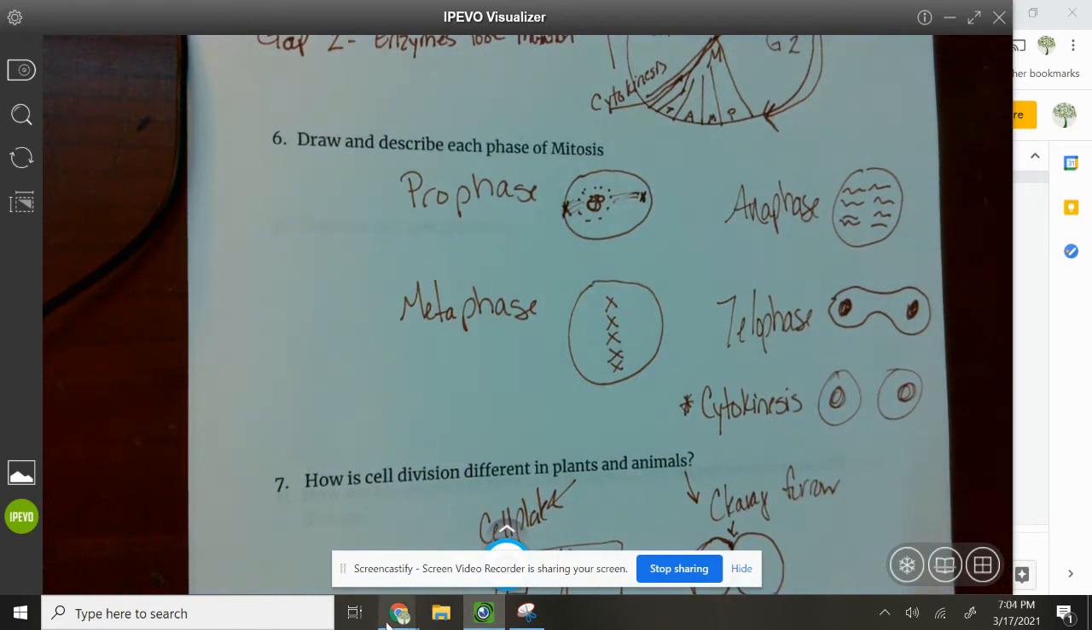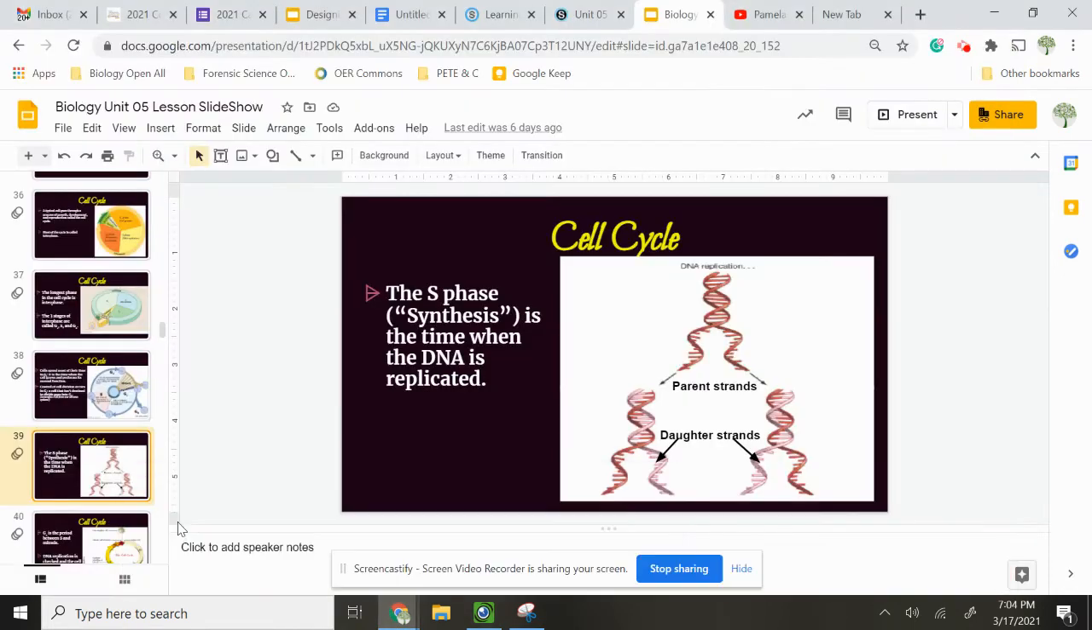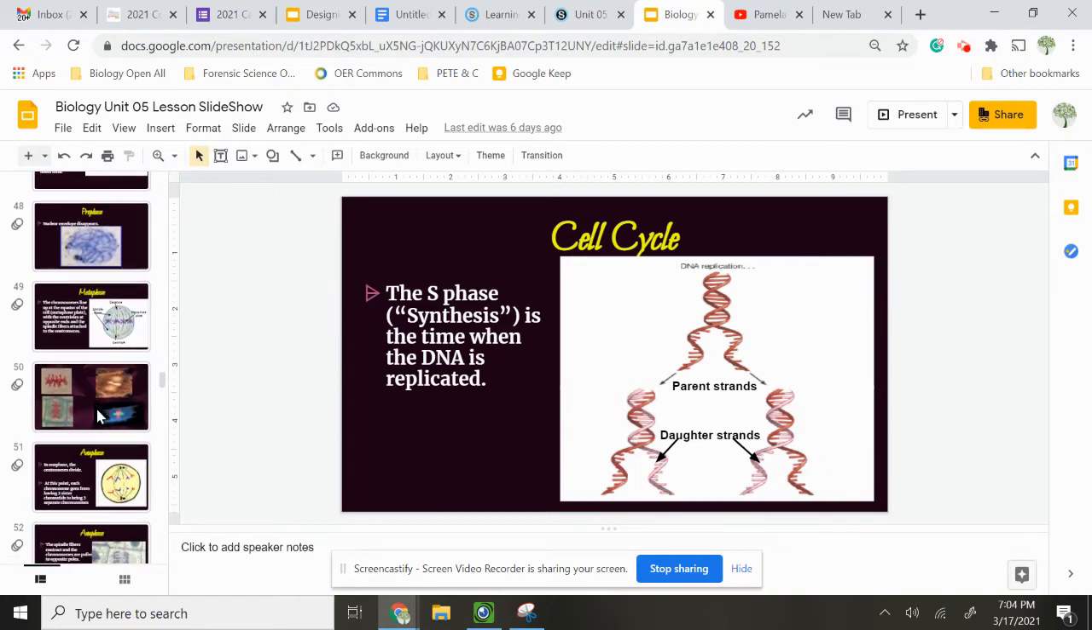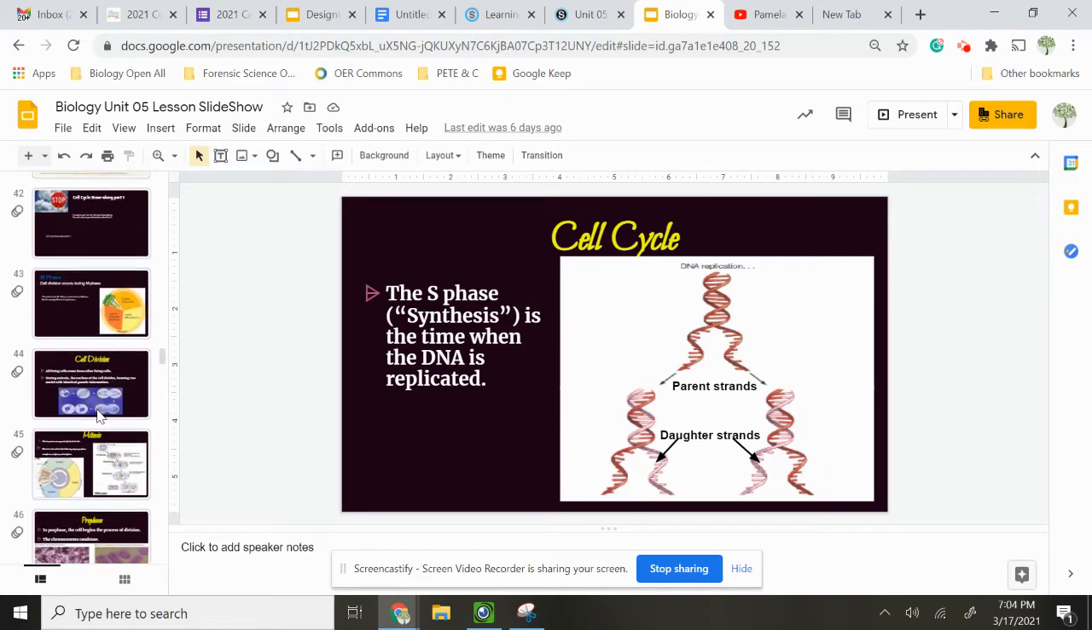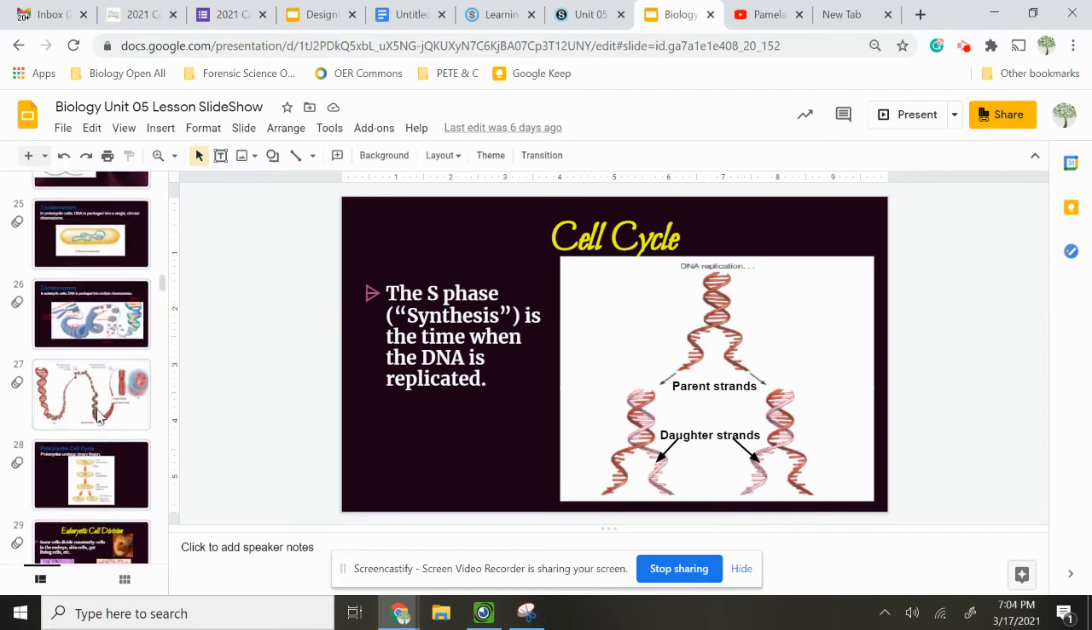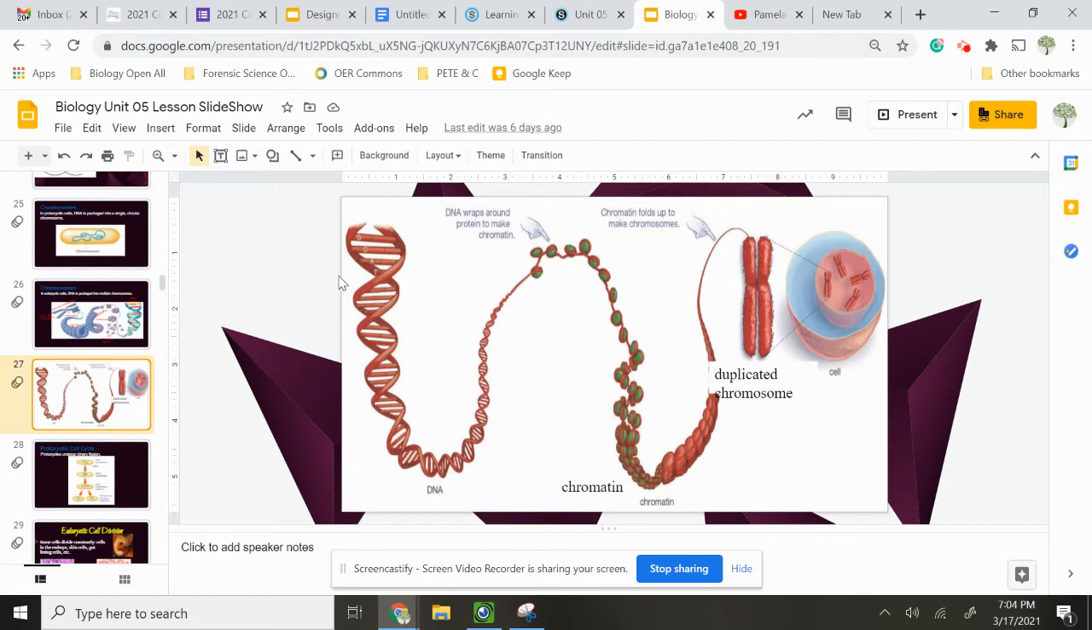Let's go over to the slideshow and take a look at prophase. I really like this graphic that shows how the DNA starts to condense and it forms the chromosomes. So when we look here, remember your DNA was just kind of hanging out loose, disorganized in the nucleus.